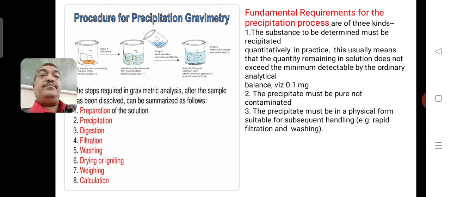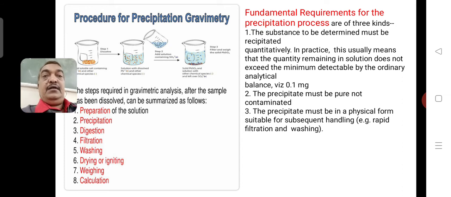Now, the procedure for precipitation, as I have already explained, in the case of Pb2+ ion as lead chloride: lead chloride is taken in a beaker, water is added, and it is dissolved. To this, when you add sulfuric acid, you will get a precipitate of lead sulfate.